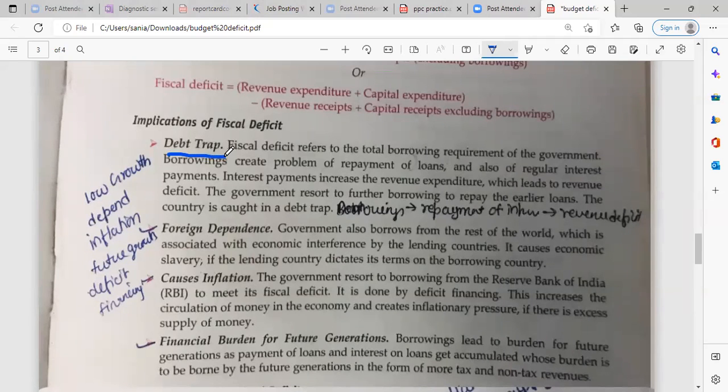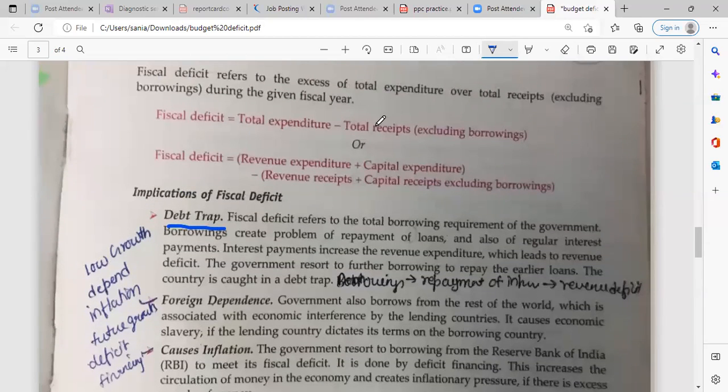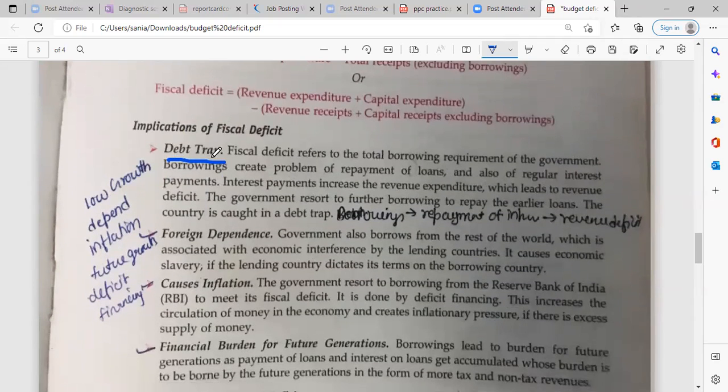Now you know fiscal deficit. What is fiscal deficit? Basically whatever you are getting, your expenditure is always more than that, right? So that is a fiscal deficit. Now the first thing is debt trap. The story is the same: for example, my receipt was 100 rupees, but somewhere I spent 110 rupees, so this 10 rupees is extra. So the first implication is debt trap.